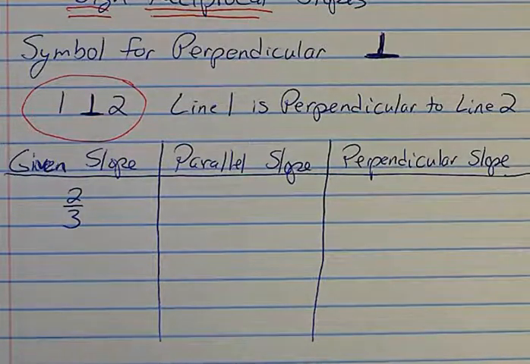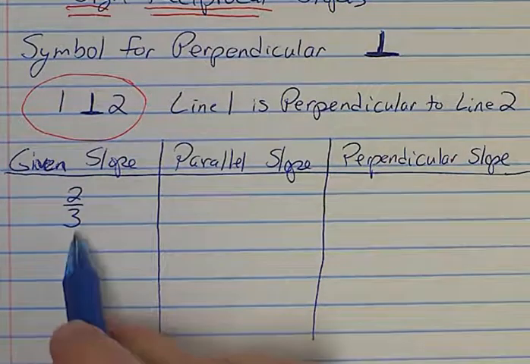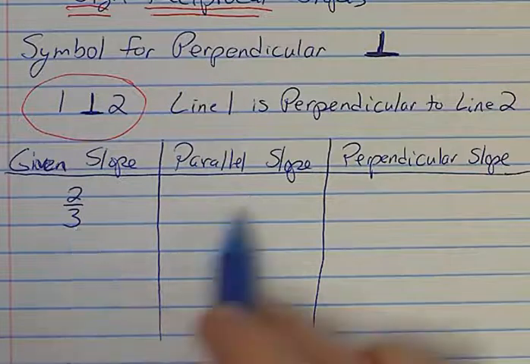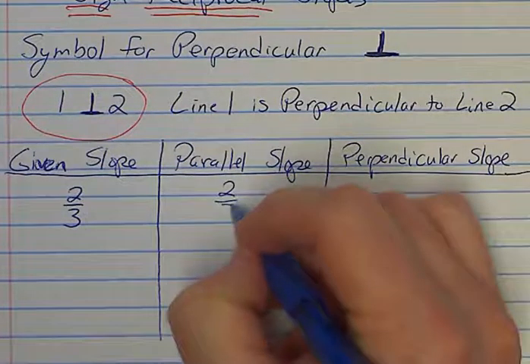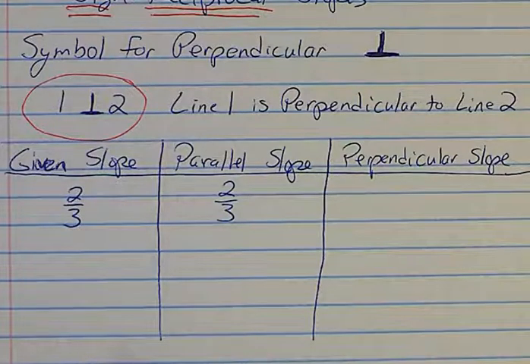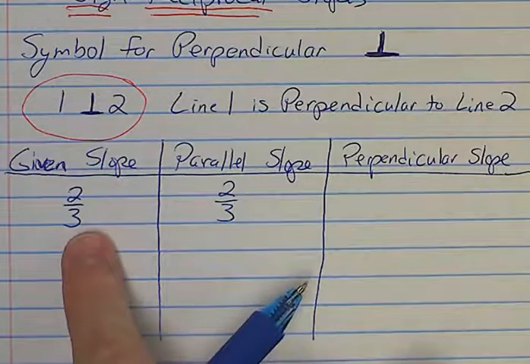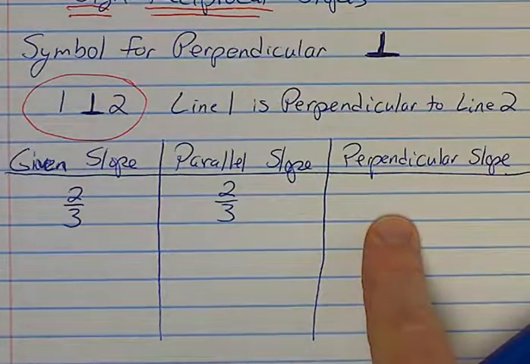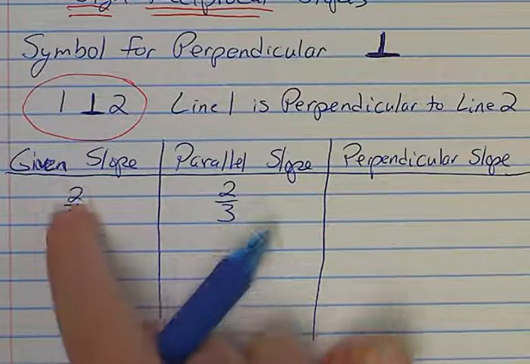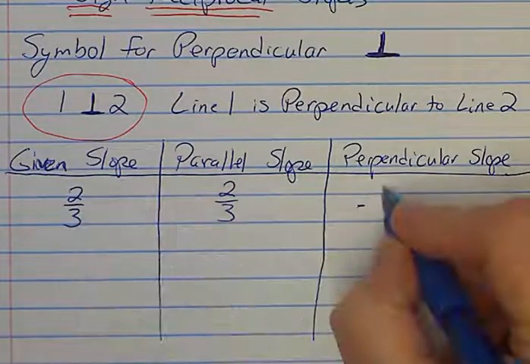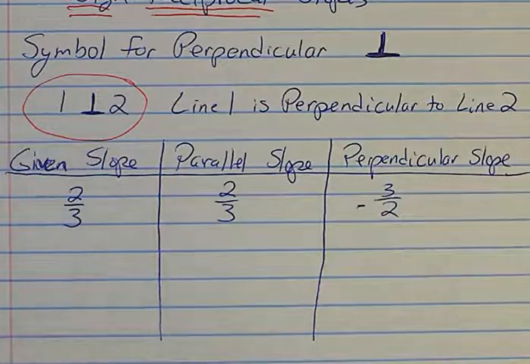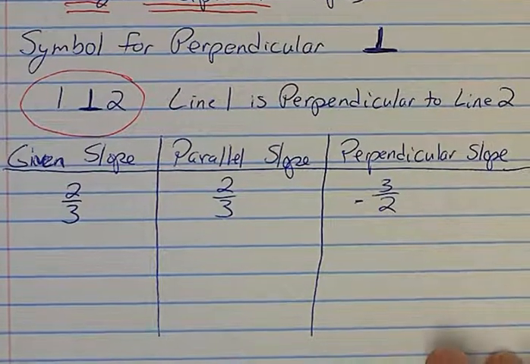But let's say you're given a slope of 2/3. If they ask you to find the parallel slope, you don't do anything different. You give me the exact same answer, 2/3. If they give you this slope and then ask, what is the perpendicular slope? Again, this is where you change the sign from positive to negative, and whatever this slope is, do the reciprocal, flip it upside down, and make it -3/2.